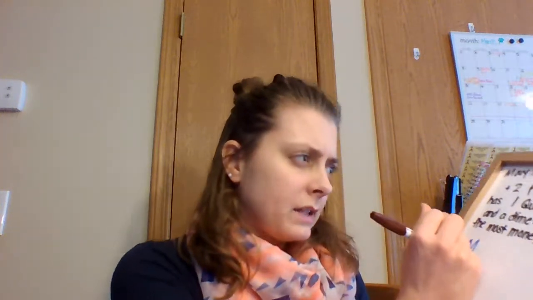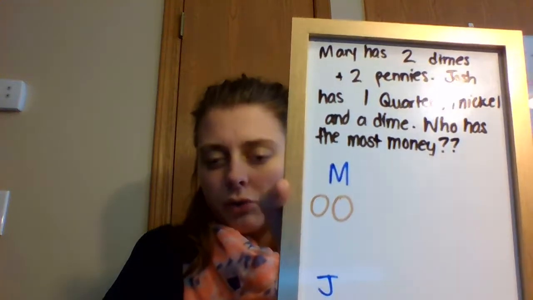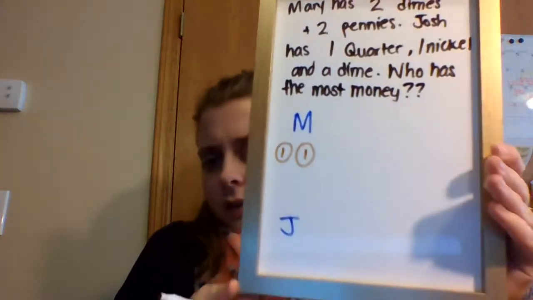The first thing that we have to do is put down how many coins each person has, and then we're going to add up how much money each student has to figure out this problem. So Mary has 2 pennies. So I just drew 2 circles like that. And then I'm just going to write how much each penny is worth in the center.